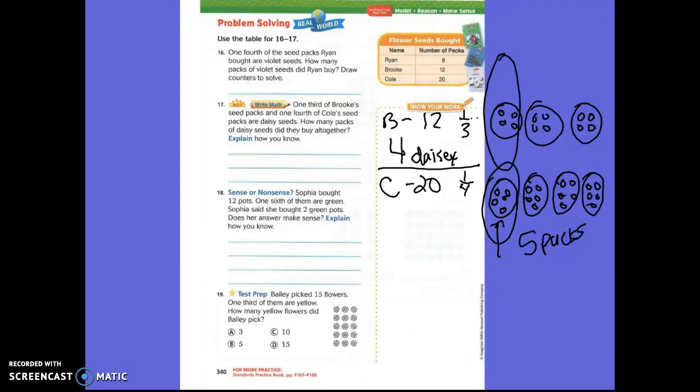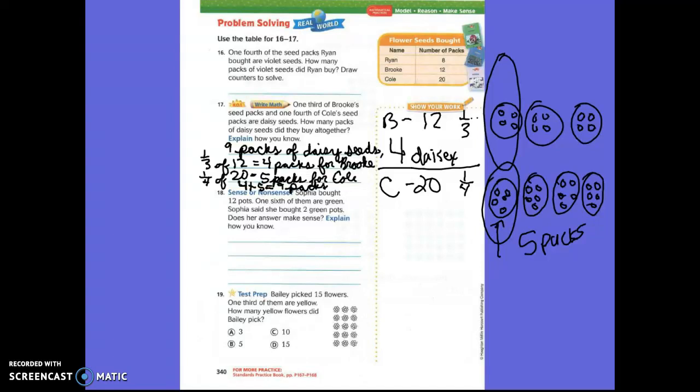So how many packs of daisies did they have together? Cole had 5 and she had 4. How many is that together? How many seed packs is that together? 9. Then write that down. 9 daisy seed packs. To explain this, we said 1/3 of 12 equals 4 packs for Brooke. 1/4 of 20 packs was 5 packs for Cole. And 4 plus 5 equals 9 packs.